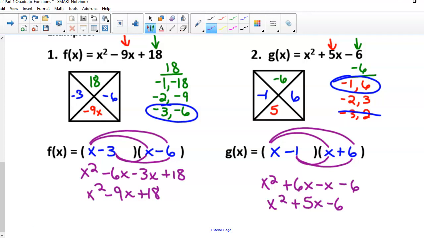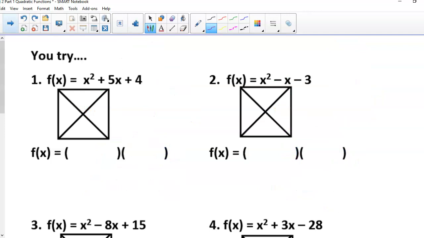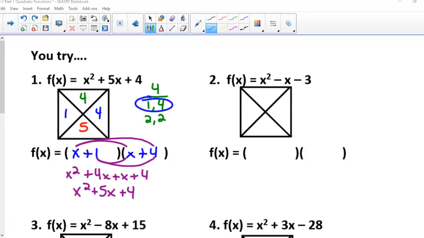All right, let's turn the page, and you go ahead and try number 1. Pause the video and try number 1 on your own. All right, so hopefully you saw that x plus 1 times x plus 4 gives you x squared plus 5x plus 4. Now this time try number 2 on your own. Pause the video, try number 2, and then come back and check your work.